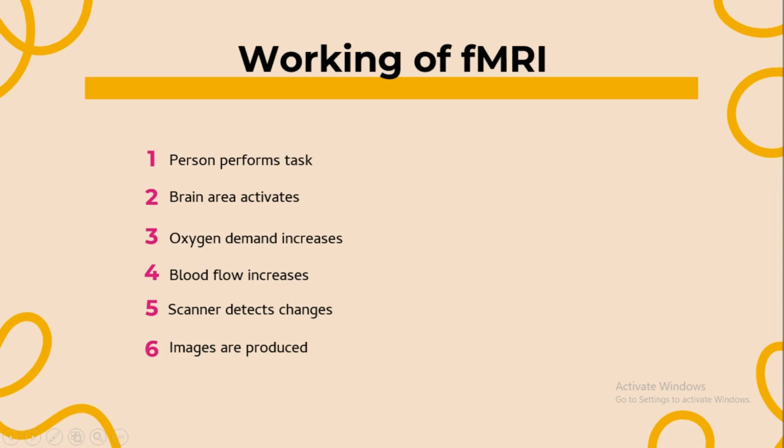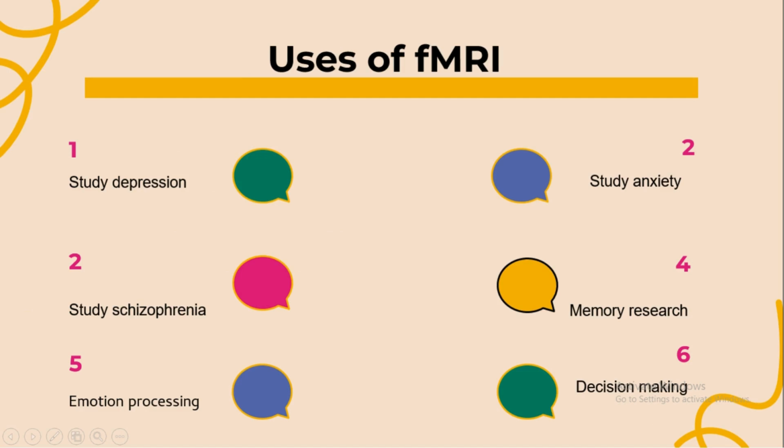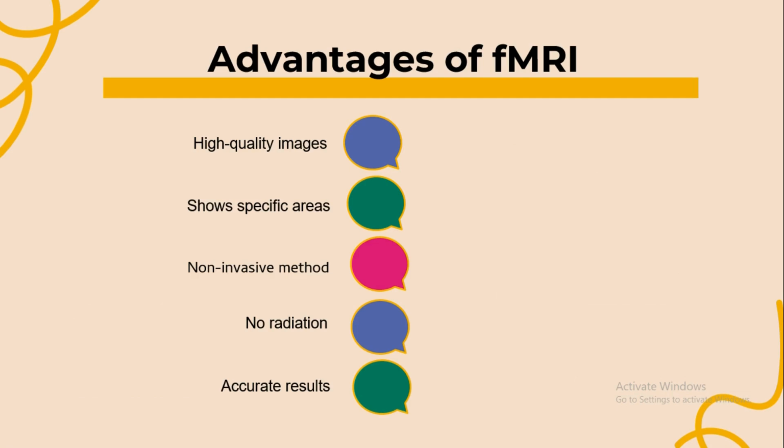How does the fMRI work? Basically, the person performs a task, the brain area activates, the oxygen demand increases, so the blood flow increases, and the scanner detects the changes and the images are produced. The fMRI has been used to study depression, schizophrenia, anxiety, memory research, emotion processing, and decision making.